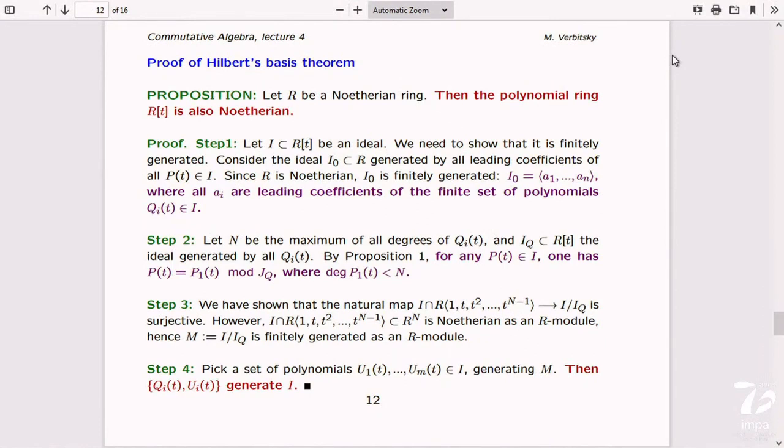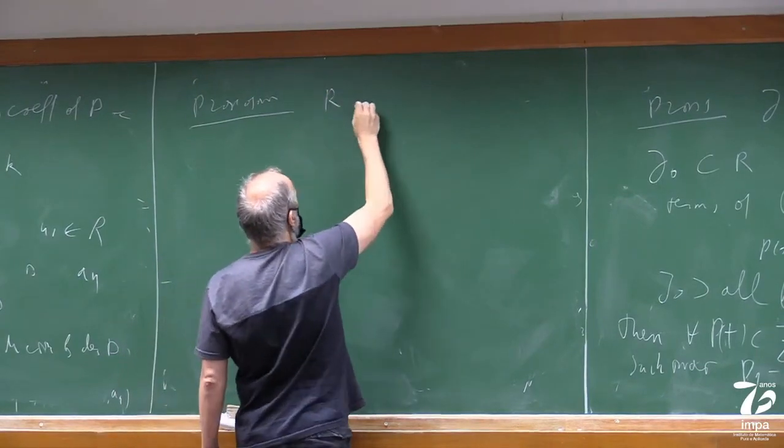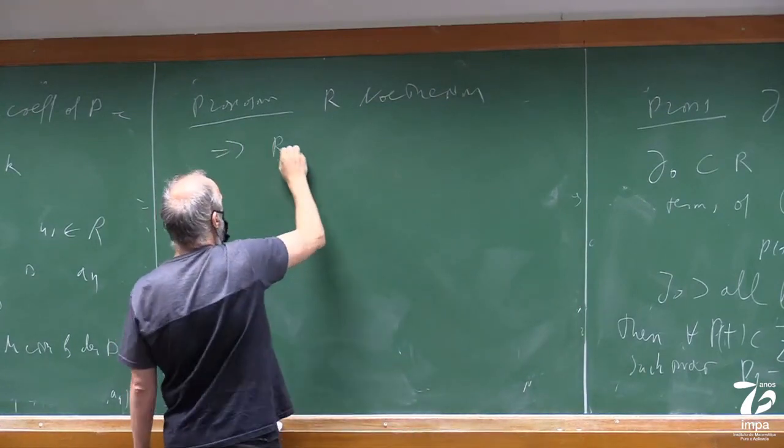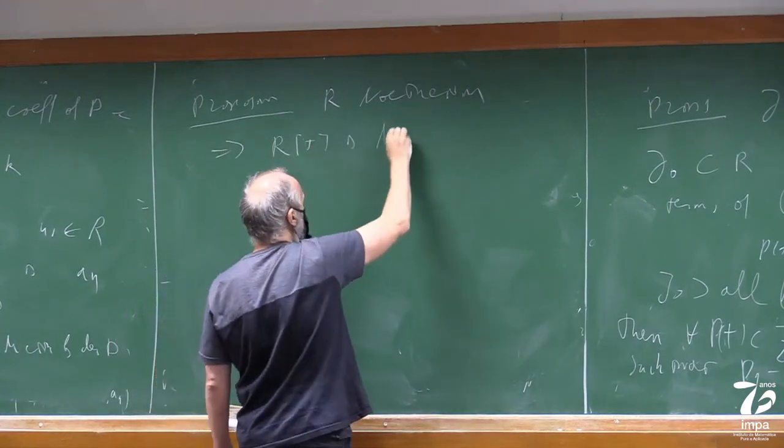Okay, now we can prove Hilbert's basis theorem. As I told you, it would immediately follow if we prove that Noetherianity of R implies Noetherianity of R[t]. This is what I'm going to prove. So proposition: if R is Noetherian, then R[t] is Noetherian.